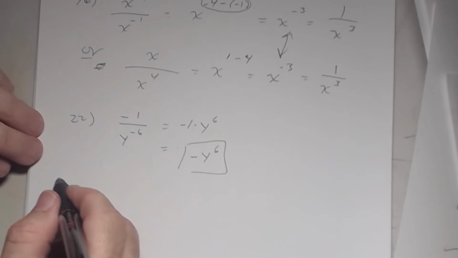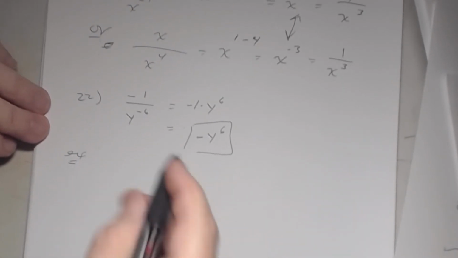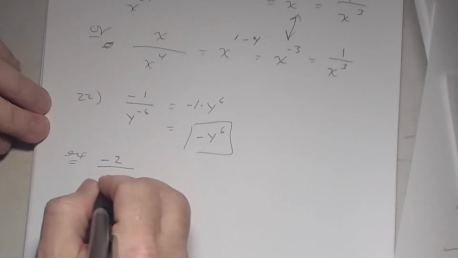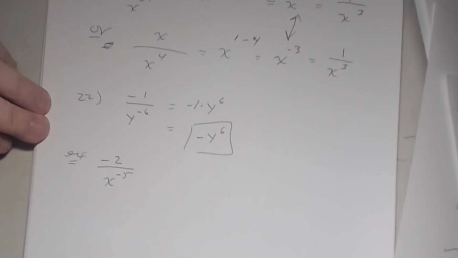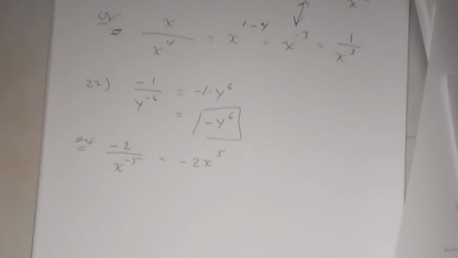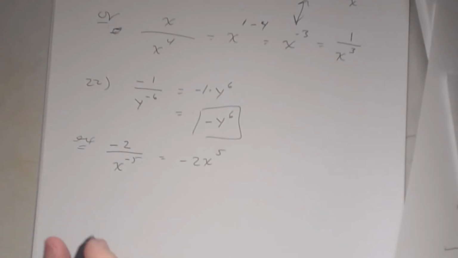Right. So let's look at this example. Suppose you had negative 2 divided by x to the negative 5th power. Do you have any negative exponents? Yes. The x is the only thing being raised to a negative exponent. That's the only thing you mess with. Everything else stays where it is. So what is the answer? X to the 5th. Negative 2x to the 5th. Okay? All right.